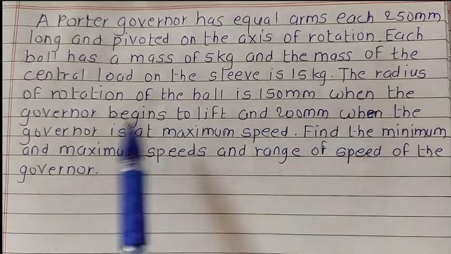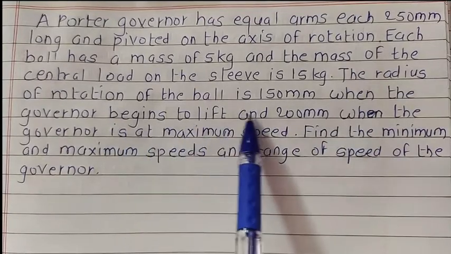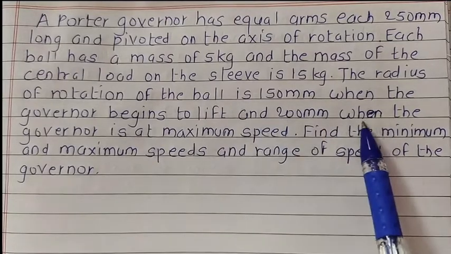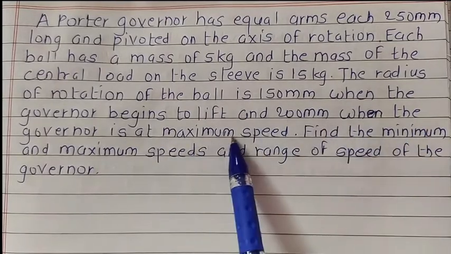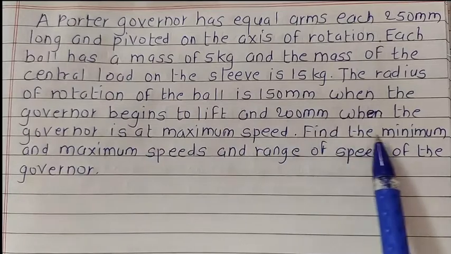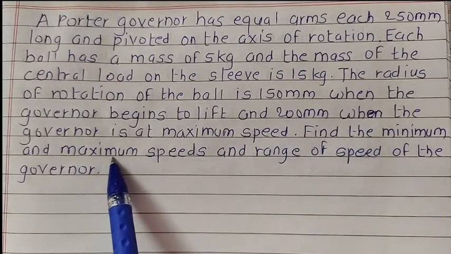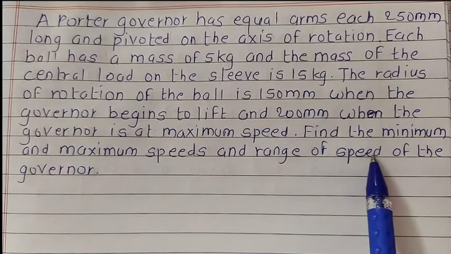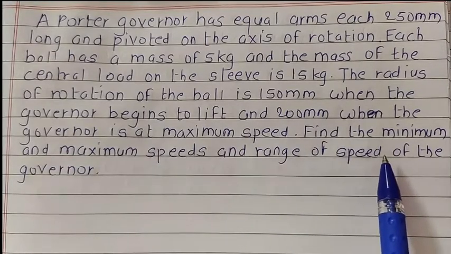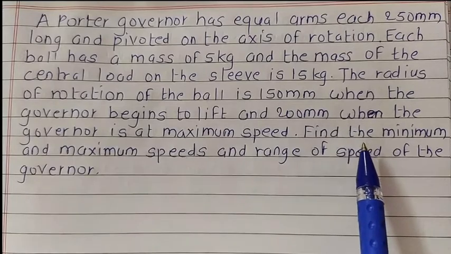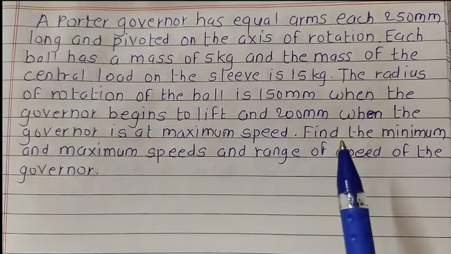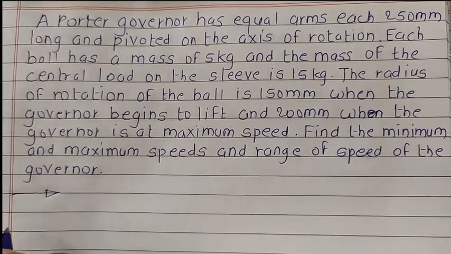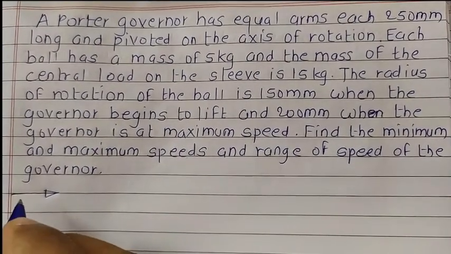When the governor begins to lift and 200 mm when the governor is at maximum speed, find the minimum and maximum speeds and range of the speed of the governor. So as per the information given, first of all, try to write the given data.